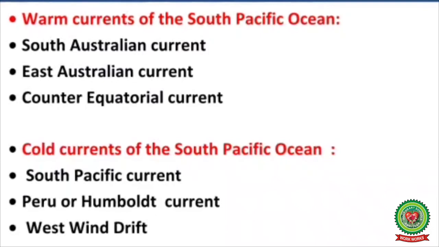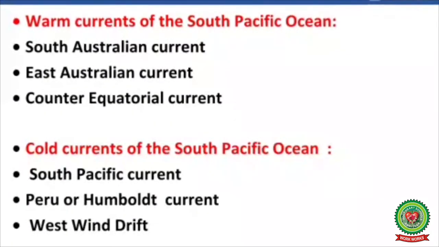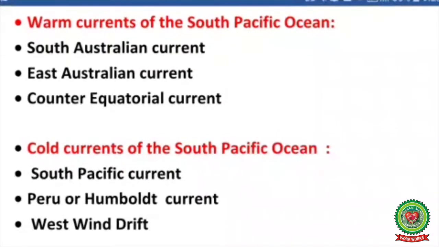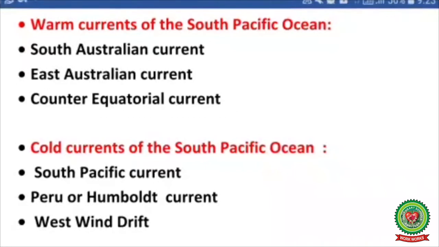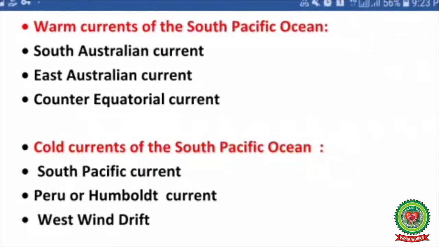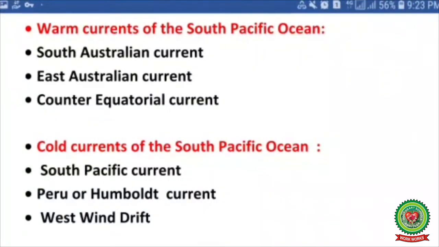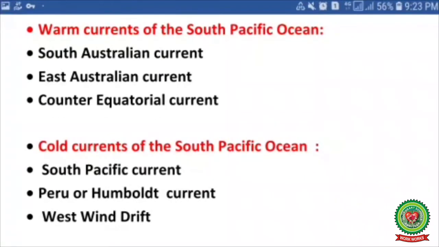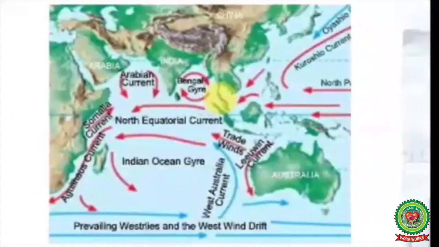The warm ocean currents of the South Pacific Ocean are South Australian Current, East Australian Current, Counter Equatorial Current. The cold currents of the South Pacific Ocean are South Pacific Current, Peru or Humboldt Current and West Wind Drift. Let's study the rest of the ocean currents of the world.